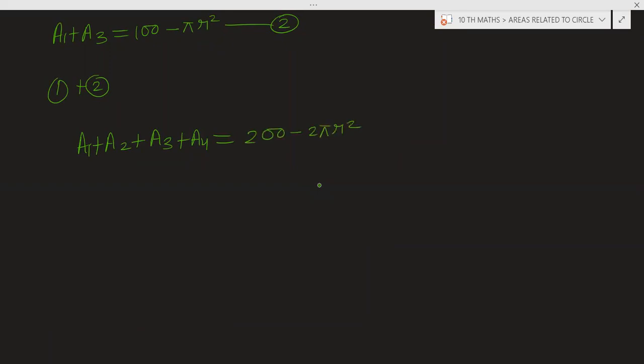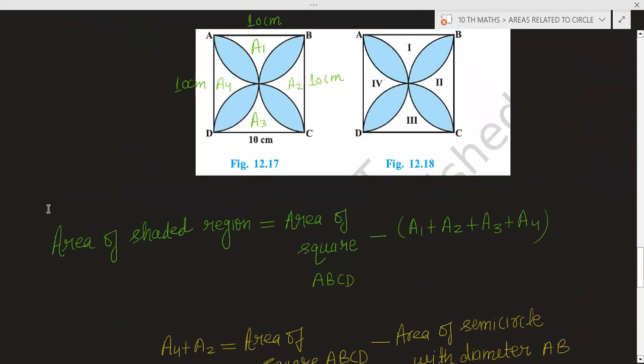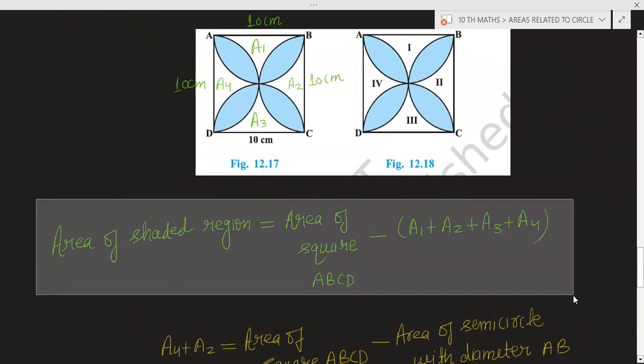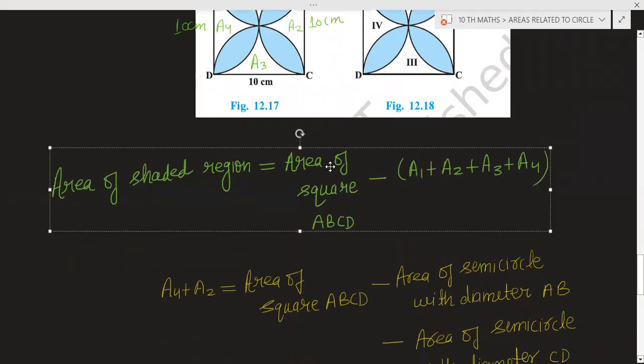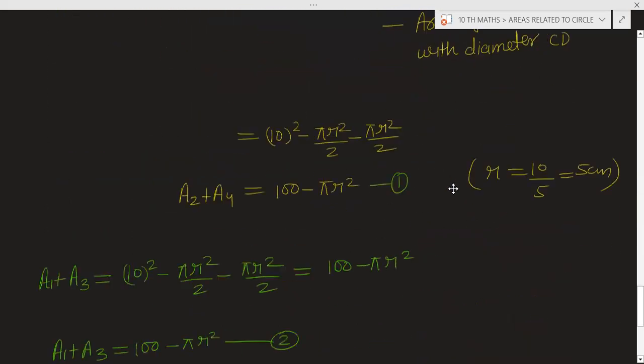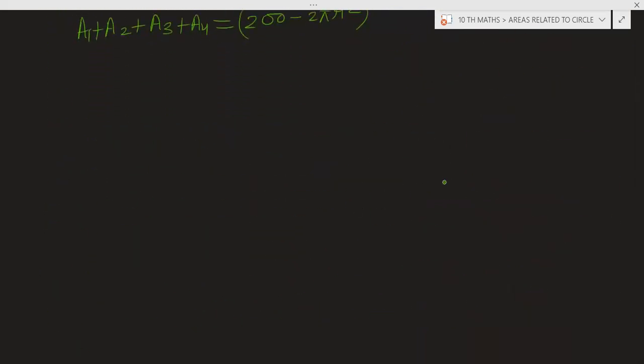So now we have the value of A1 plus A2 plus A3 plus A4. Now what we actually want to find is the area of the shaded region. Area of the shaded region is equal to area of square ABCD minus the sum of the areas A1 plus A2 plus A3 plus A4. So we can find the area of the shaded region.